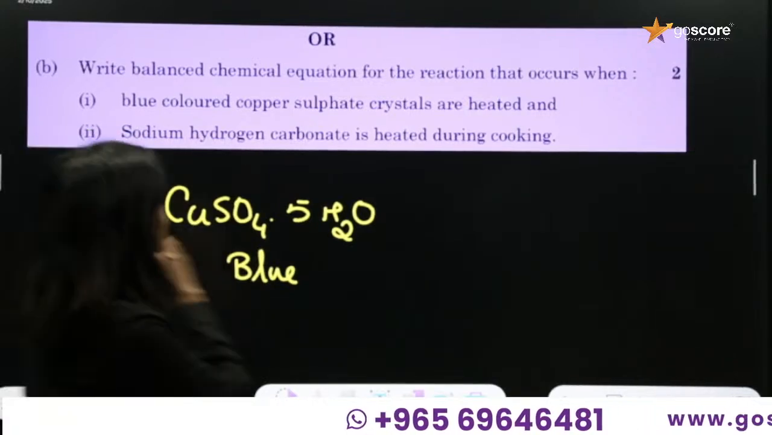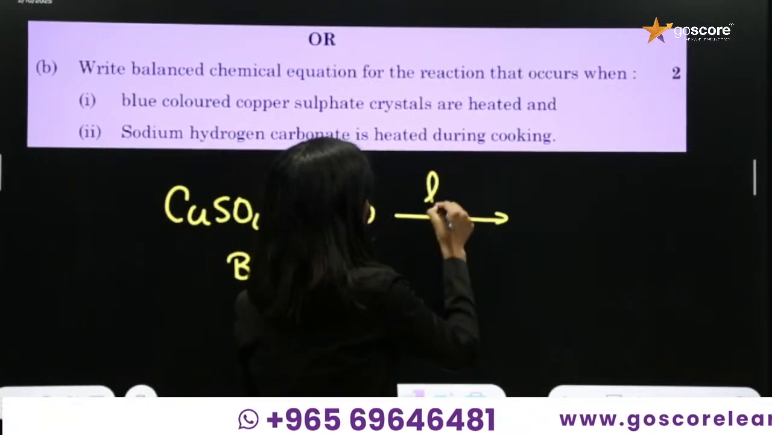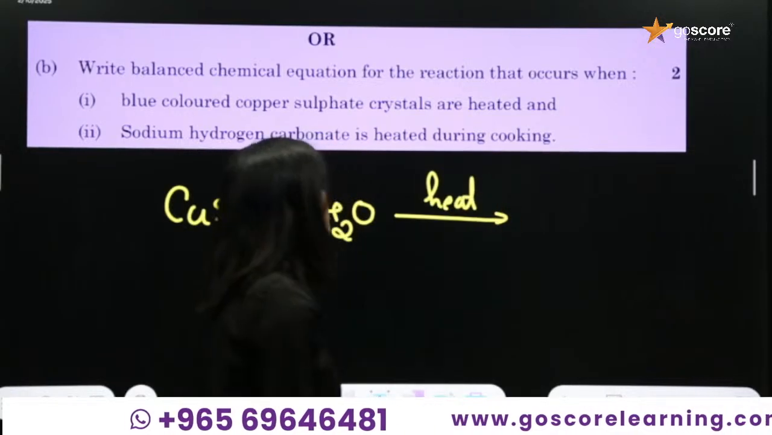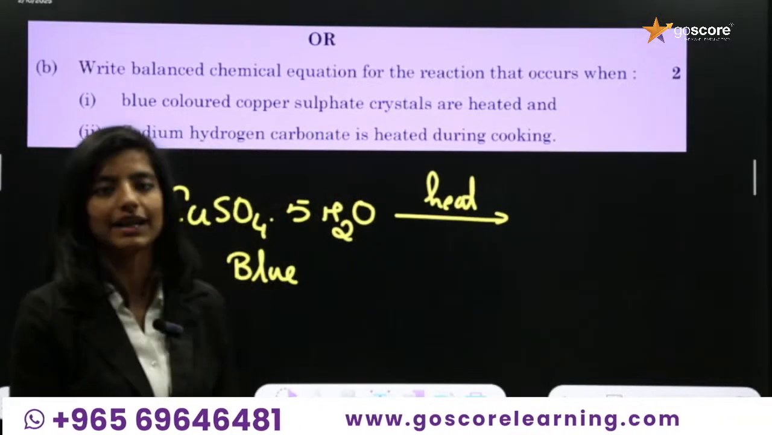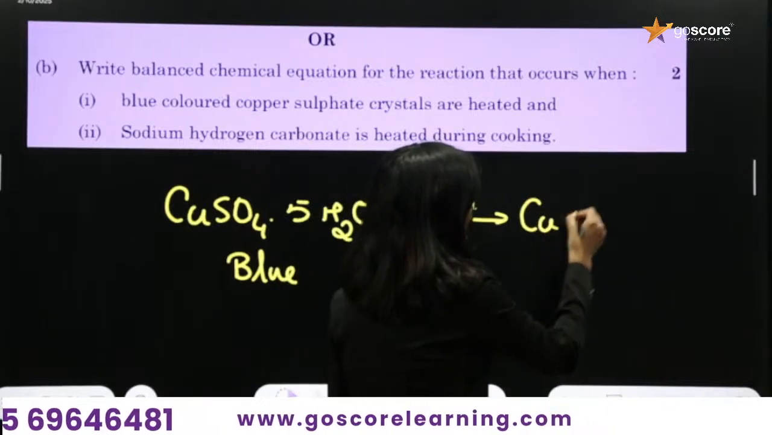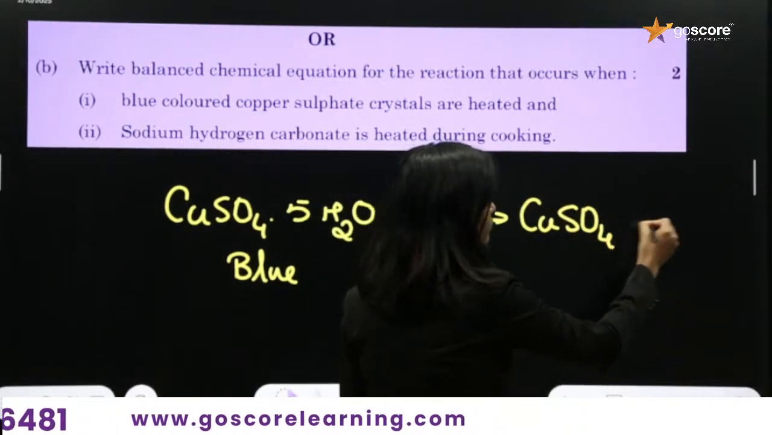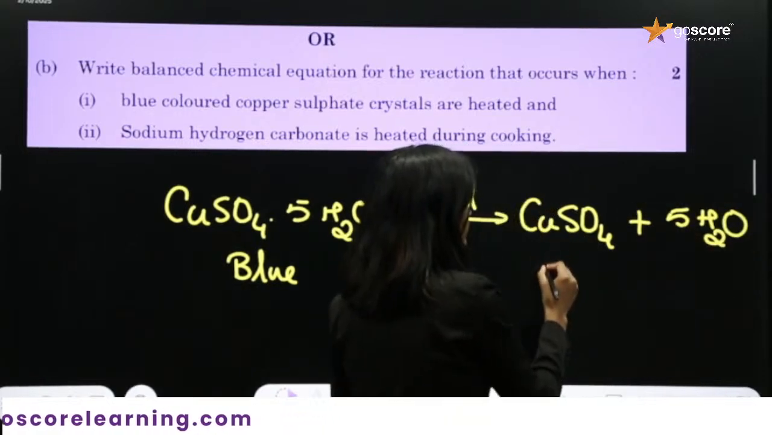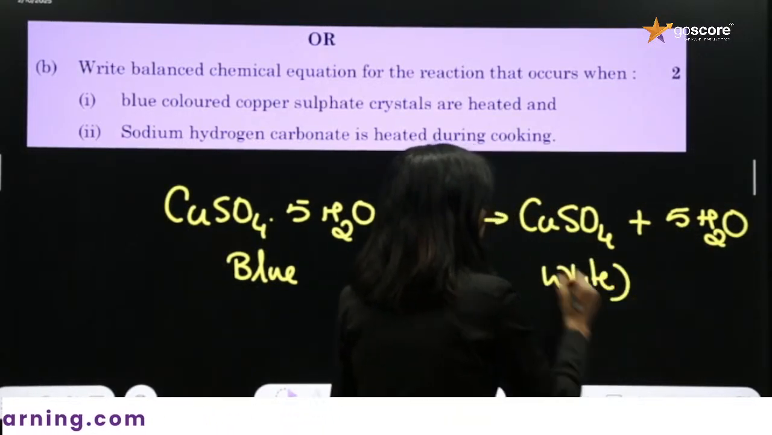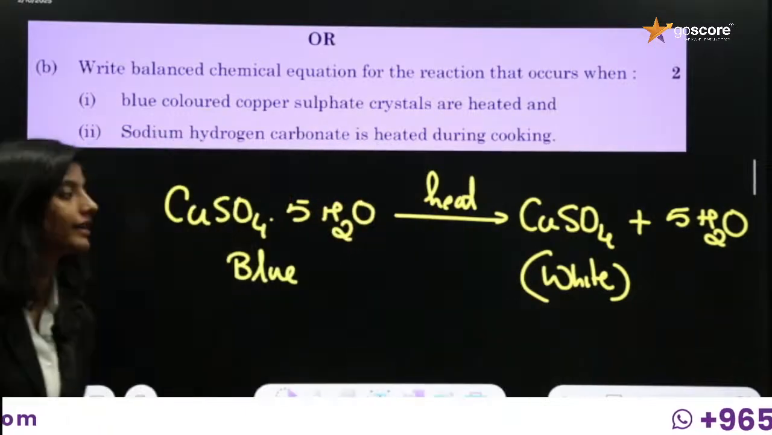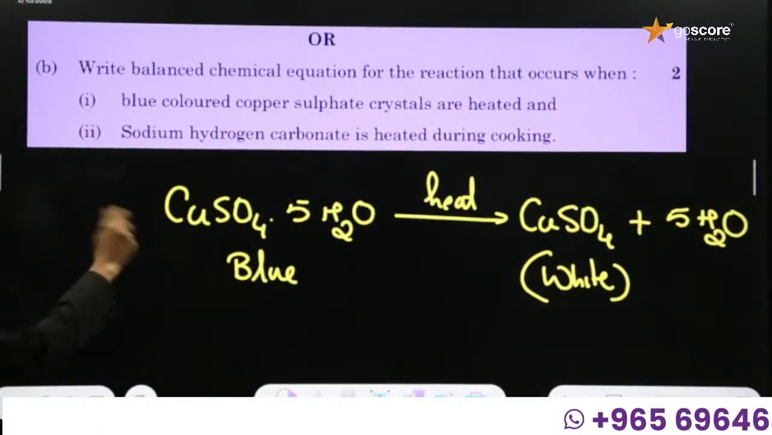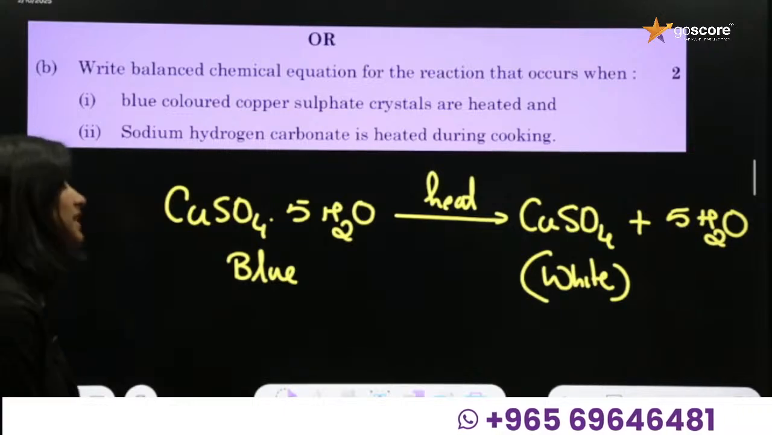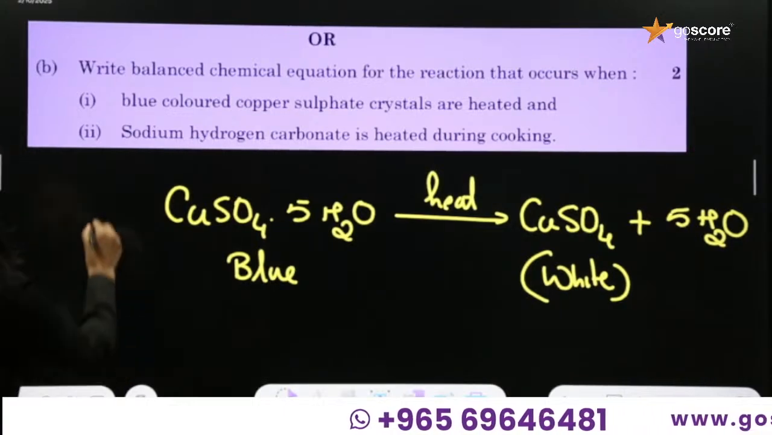Now let's heat them up. On heating, they will lose all the water of crystallization and it will become copper sulfate, CuSO4 plus 5H2O. Copper sulfate will now be white in color. So that is the perfectly balanced chemical equation that you can give for the first one.